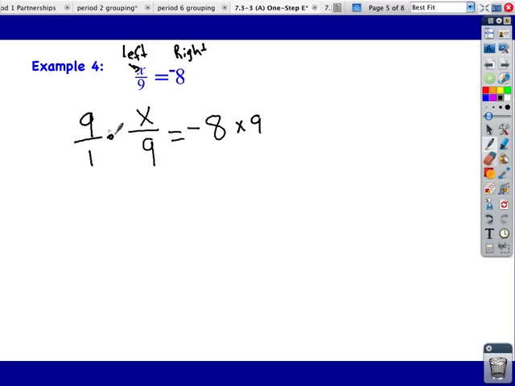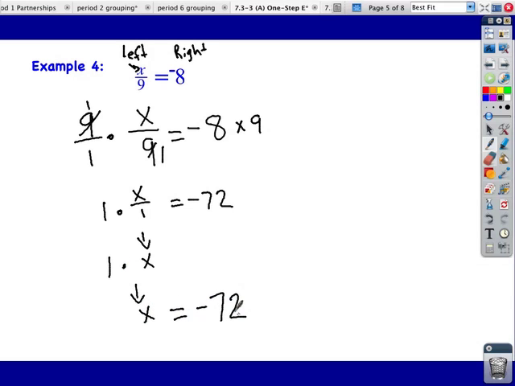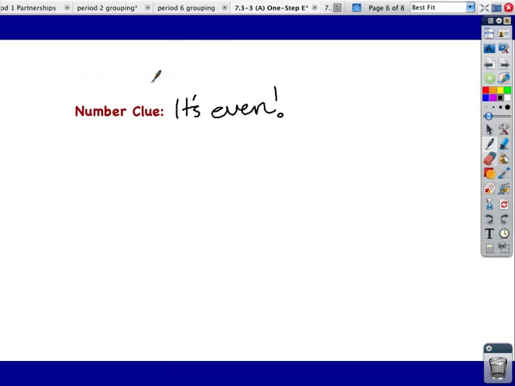And so what happens here is if you cross simplify, the 9's cancel each other out, and you're left with 1 times x over 1 equals negative 72. You may notice already that x divided by 1 is just x, and x times 1 is just x. So you end up with x equals negative 72. To check your work, you'd plug it in, and if we put in negative 72 in the place of x and divided it by 9, we would get negative 8. So it must work.